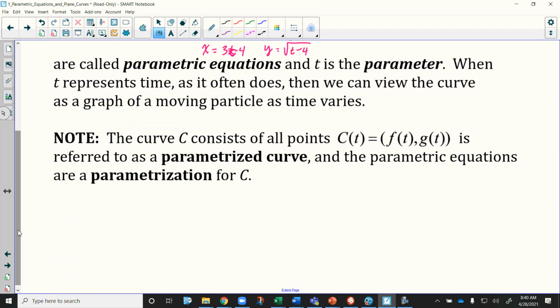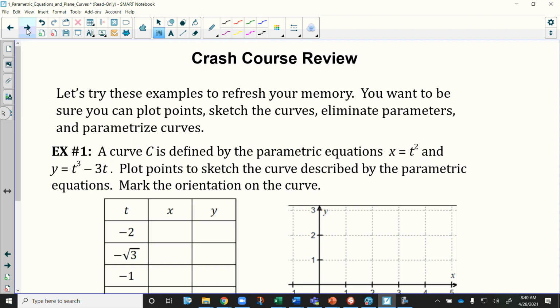The curve consists of all points that are made up of the x and y equations, and that is referred to as a parameterized curve. And the parametric equations are a parameterization for C. Well, that was a mouthful. All right, so let's take a look at this. Here we're going to actually graph a set of parametric equations, so that we can actually see what the curve looks like.